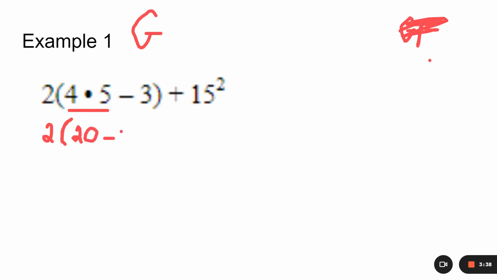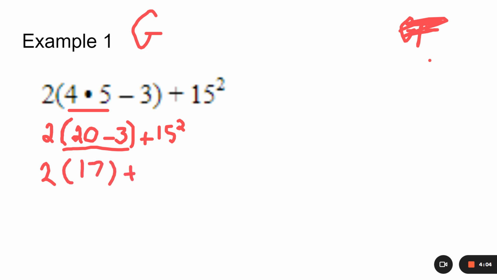You guys can use a calculator for this, so make sure you're using your calculator. So plus 15 squared. Next, do I have any grouping still? Yes, I have those parentheses. Any exponents and square roots inside? No. Any multiplication and division? No. Any addition or subtraction? I have subtraction, so I'm going to do the subtraction next. So now I have 2 times 20 minus 3, which gives me 17, plus 15 squared.